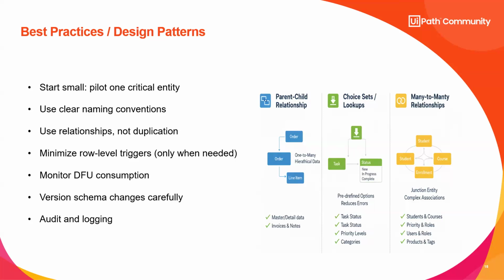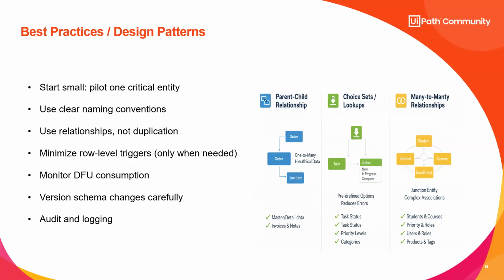Second, use clear naming conventions. Prefix your fields, use consistent casing, and avoid ambiguous names. This helps when multiple teams are working on the same project. Then use relationships instead of duplication. For example, if you're storing departments and employees, link them using a relationship. Don't repeat department info in every record. This keeps your data normalized and easier to maintain.